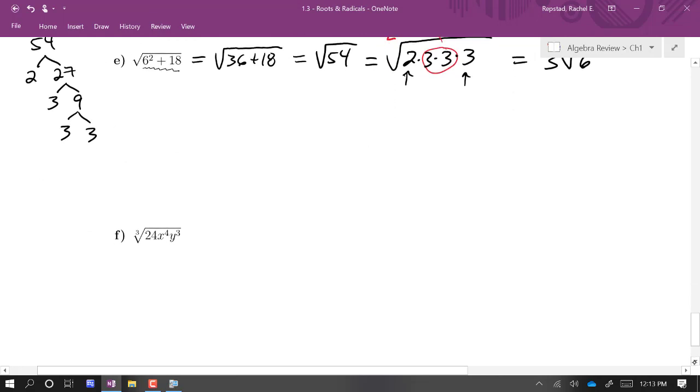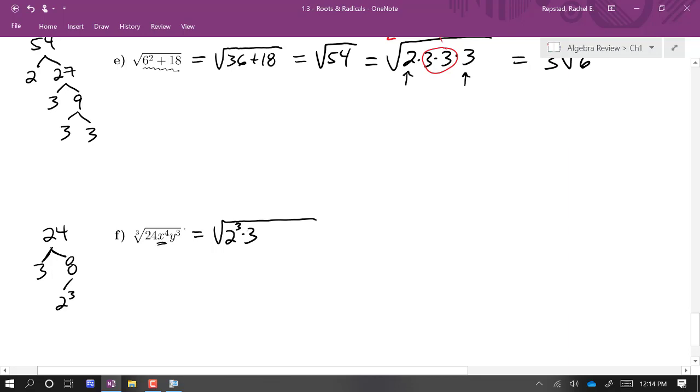Okay. In our last example, it's not purely numerical anymore. I've got some variables, but everything is multiplication. That's good. And it's a cube root, so I'm taking note of that because I need 3 of the same factor to bring one out, or in other words, I'm looking for perfect cubes. I'm going to factor 24. 24 is 3 times 8, and 8 is 2 cubed. So I've got 2 cubed times 3, and there's the 24.